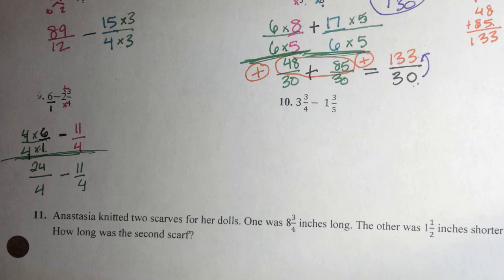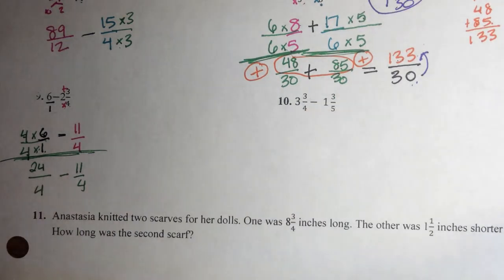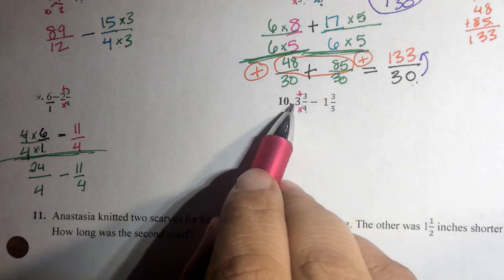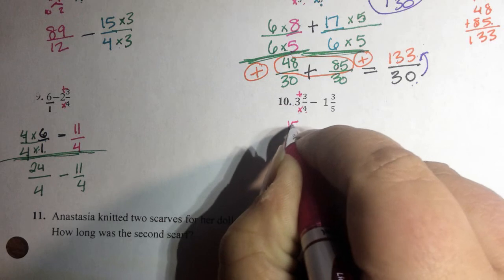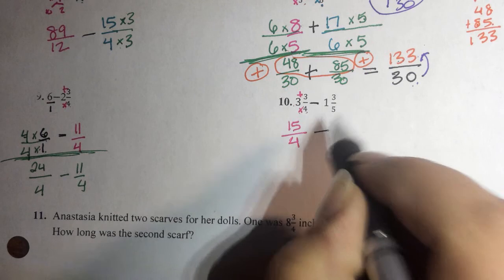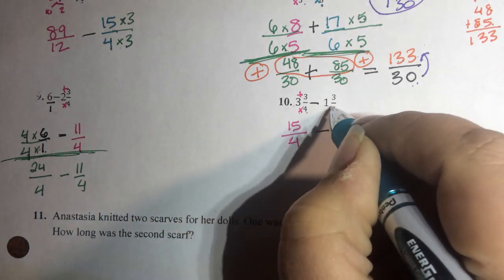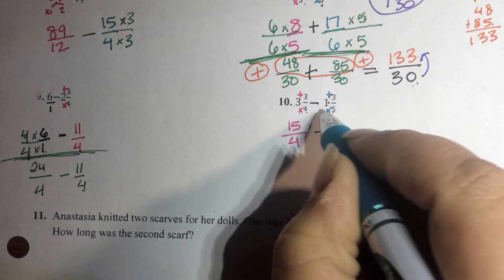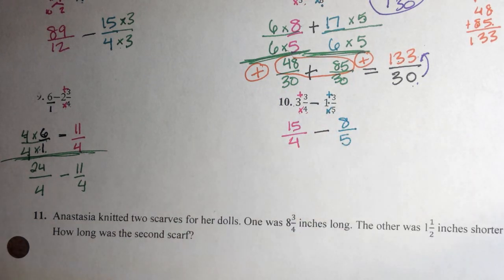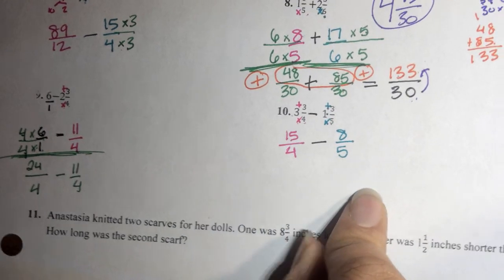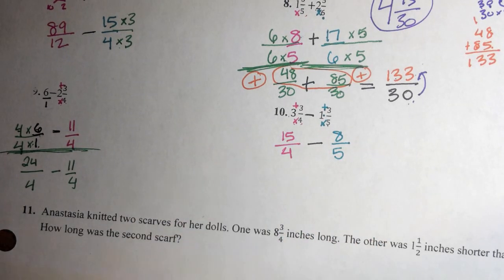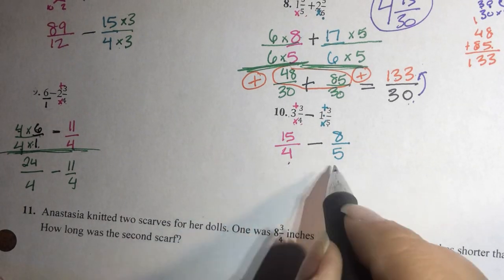Number 10 says 3 3/4 minus 1 3/5. Multiply denominator, add the numerator. So 4 times 3 is 12, plus 3 is 15 over 4. Minus denominator times whole plus numerator. 5 times 1 is 5, plus 3 is 8, so 8 over 5. Okay, I've got 15/4 minus 8/5. I can't multiply 4 by anything to get 5, and I can't multiply 5 by anything to get 4, but I can say 4 times 5 is 20.